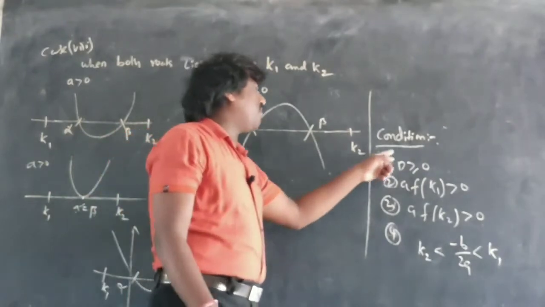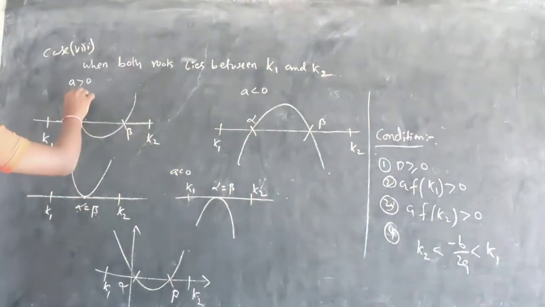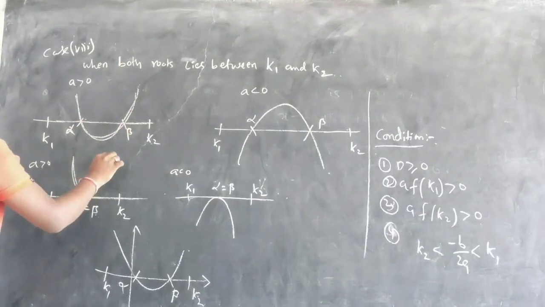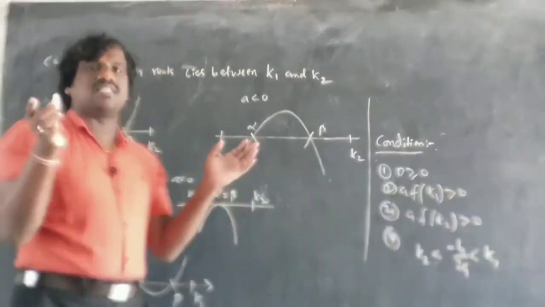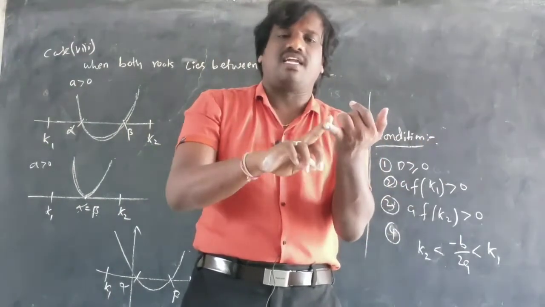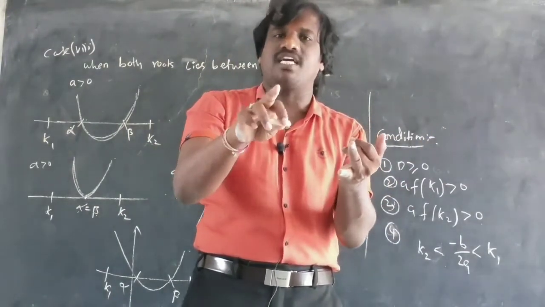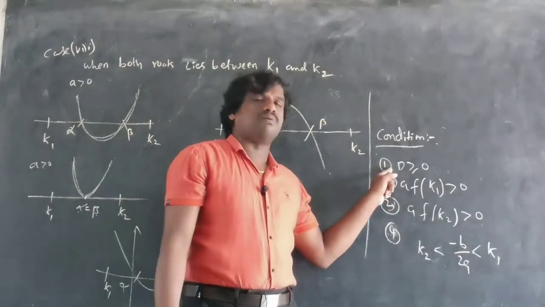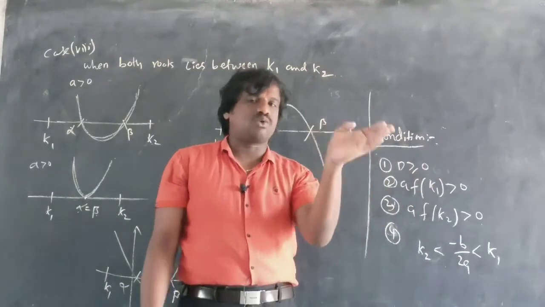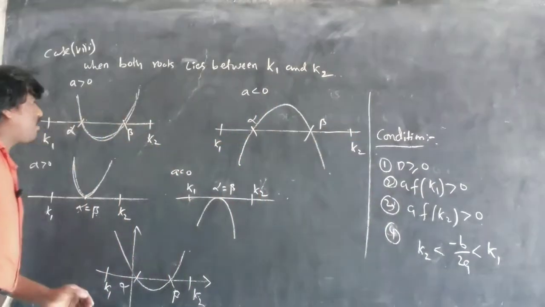Condition number 1: you can see here the discriminant is greater than 0, and here the discriminant is equal to 0. Whenever you have discriminant greater than 0, no need to take consideration, but for equal to 0, you have to take consideration. So condition number 1 is discriminant greater than or equal to 0. Let us go for the second point.